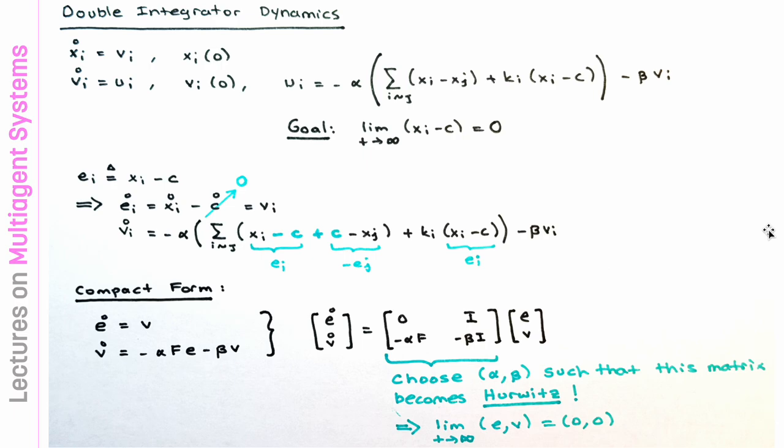The one example I have on my channel is this non-holonomic system, not particularly on this playlist of multi-agent systems. If you're interested, leave a comment and I will let you know.